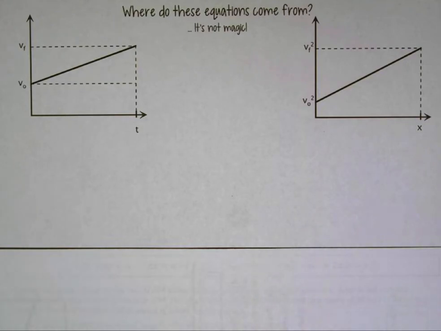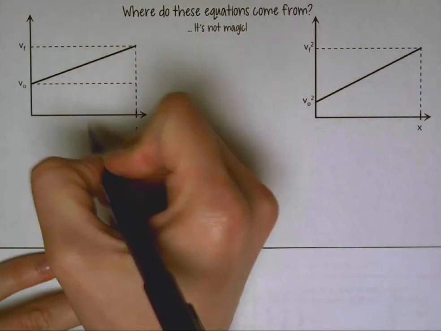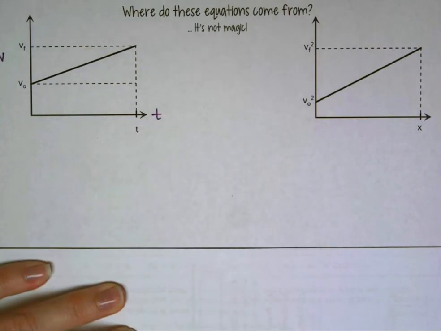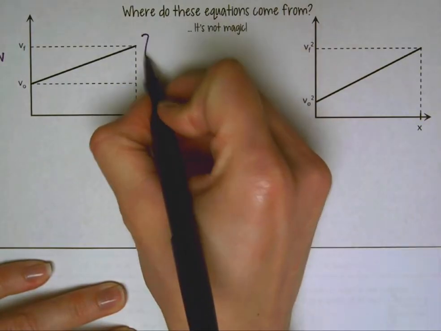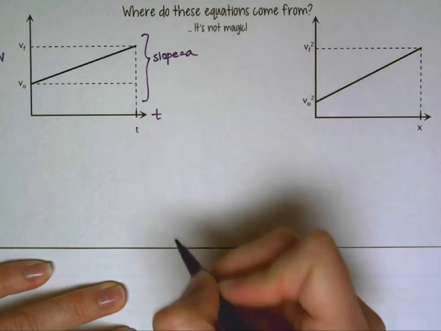But you might be thinking, where are those equations? I thought physics was all about equations. The equations that you might be thinking of actually come from those very things we've been talking about, the slope and the area. So for example, this is a velocity time graph. And with this, we remember that on a velocity time graph, the slope is equal to acceleration.